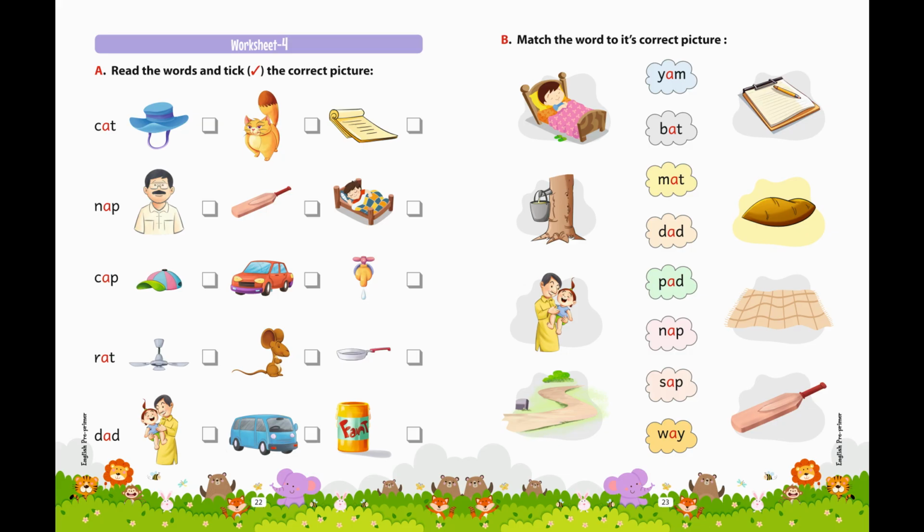Let's do a worksheet. A. Read the word and take the correct picture. For example, cat. Take the cat picture, not the hat or paper. B. Match the word with the correct picture. Yam, bat, mat, dad, pad, nap, sap, way. Find their correct pictures. Great work, everyone. You are becoming letter and sound experts.